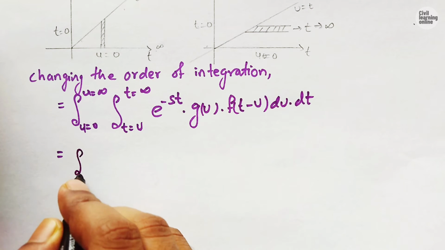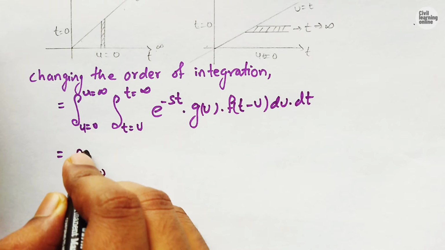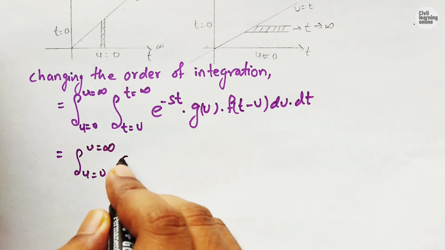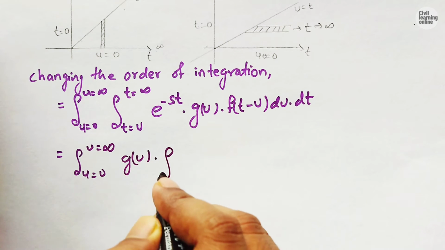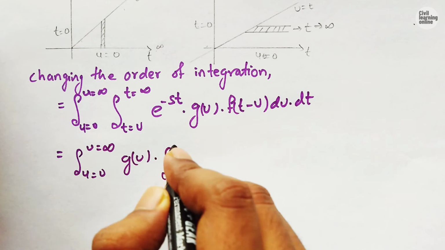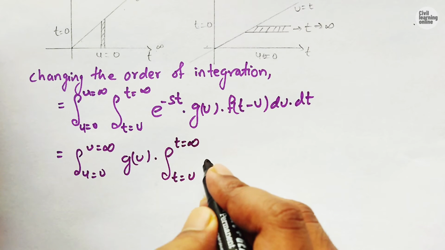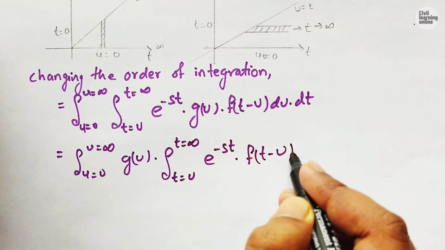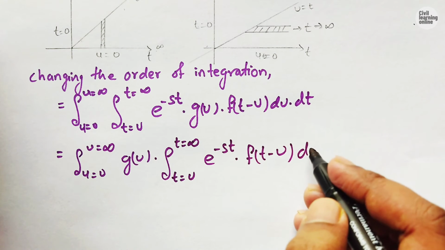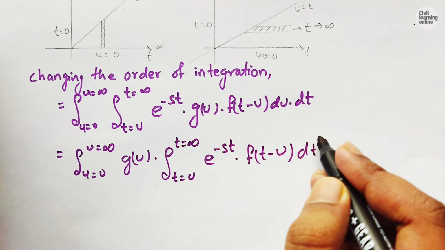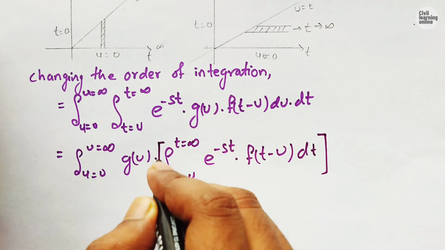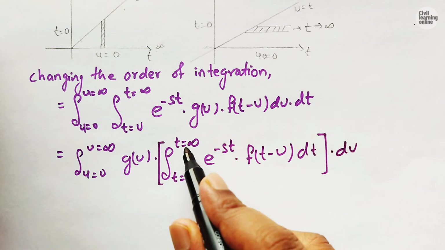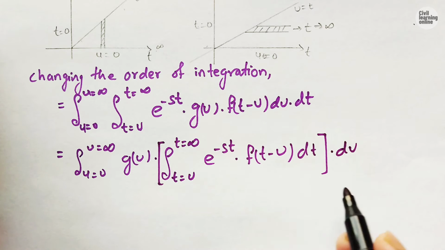Now we have u equals to 0 to u equals to infinity. Let's bring g(u) outside. So we have g(u) times integration of t equals to u to t equals to infinity e to the power minus st times f(t minus u) dt times du. This is for t, because we have limit t, so we will take dt inside and du outside.